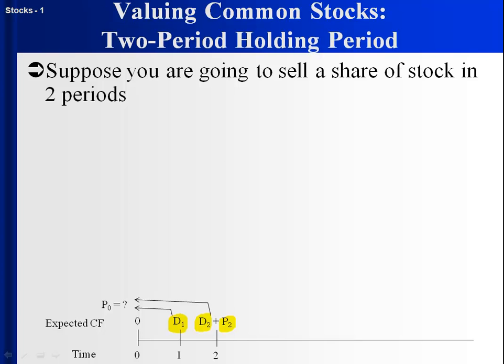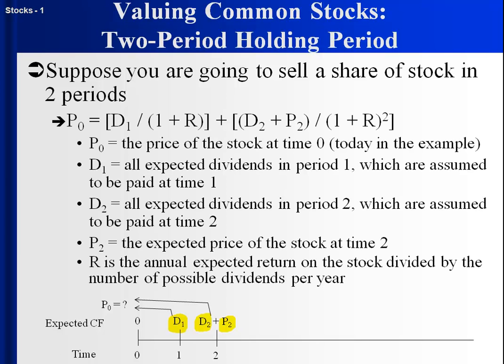So what is the value of the stock today? Well, remember, it's just the present value of the expected cash flows. So in one period, you expect this dividend, so it's going to be D1 over 1 plus R. In two periods, you're going to expect the second dividend, so D2 over 1 plus R squared, plus you would then sell the share of stock for expected price, so you expect to get P2, so you discount that by two periods, and that is the expected price of the stock today.